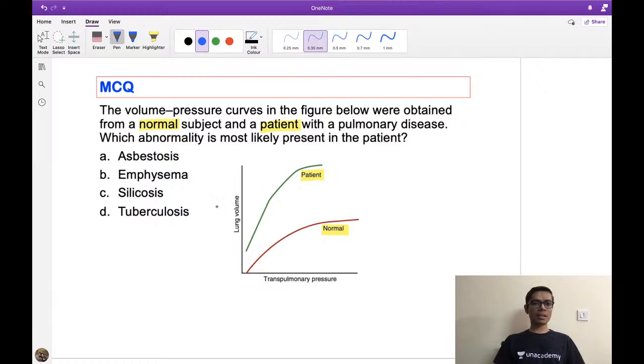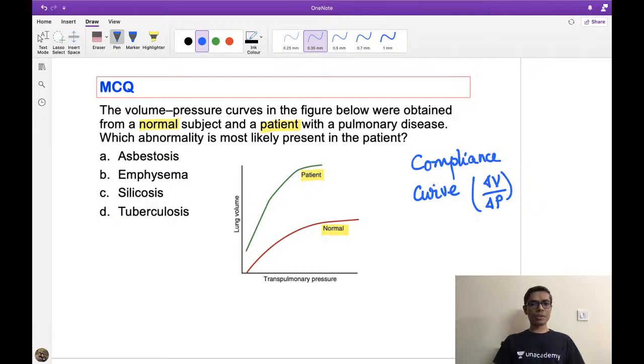First of all, the curve given here is known as the compliance curve. Why? Because the x-axis is the pressure change and the y-axis is the volume change. That means this curve gives a relationship between volume change and pressure change. If you change the transpulmonary pressure, there will be a change in volume. Yes, now I'm getting answers. So this is nothing but a compliance curve.